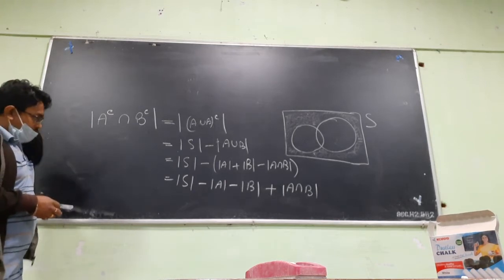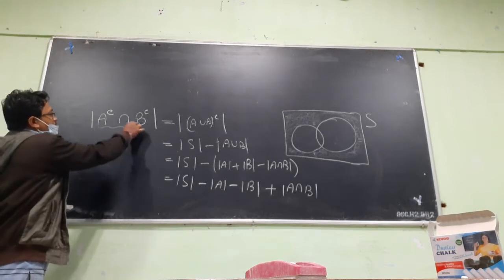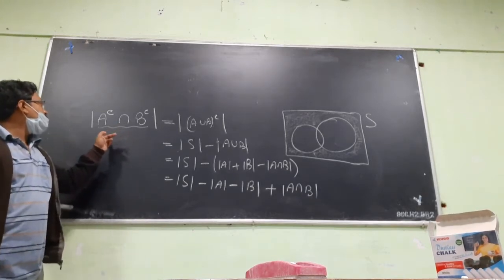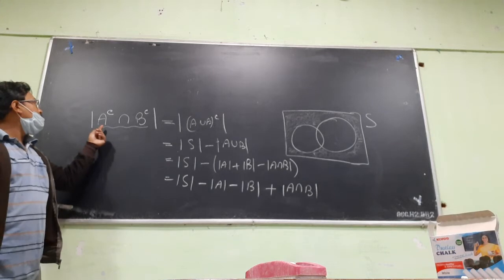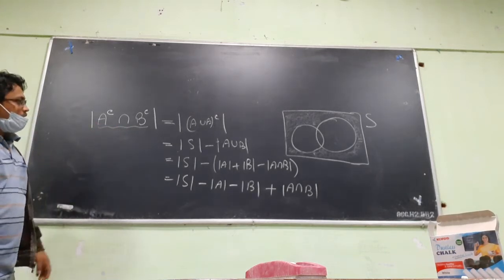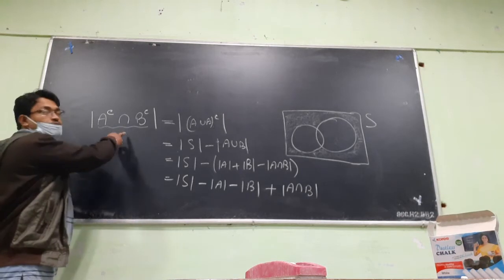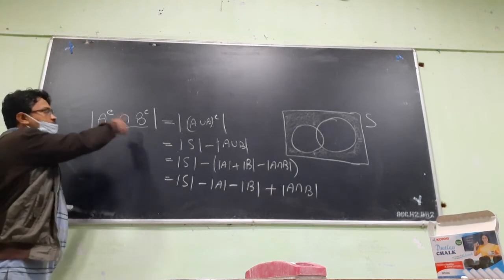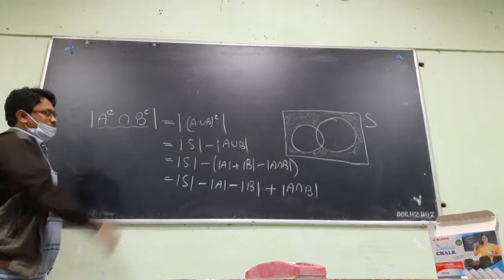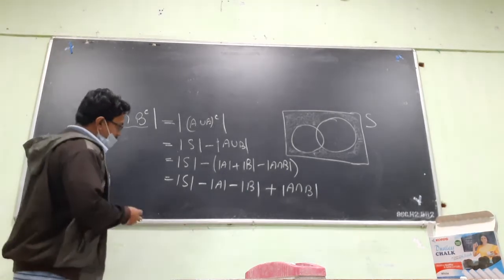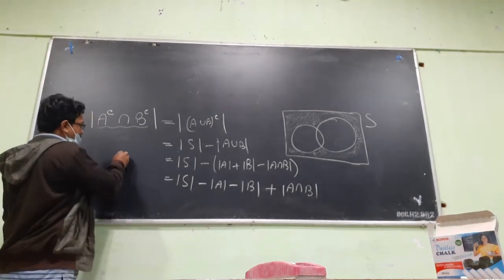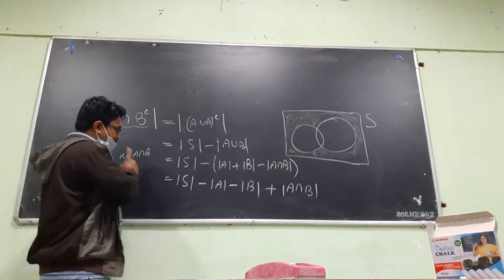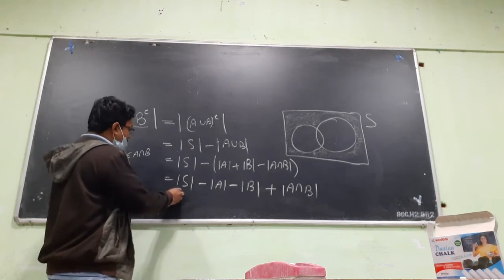So what is that? I am counting the elements which are there in this set. What type of elements are there in this set? The elements which are neither in A nor in B. So it should count only those elements. Any element which is there in A and also in B should not be counted on this side. Suppose X is an element which is there in A and also in B. So how many times is that X counted here?